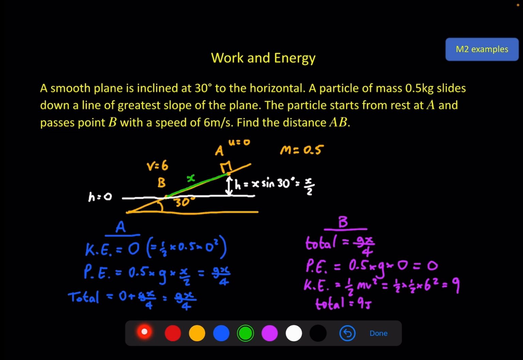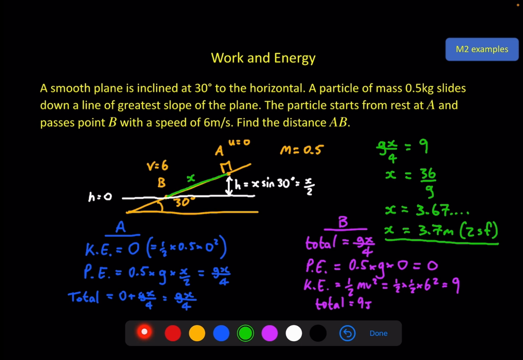So putting those two together, we can say that gx over 4, the total energy in the system, must equal 9. That gives me x equals 36 over g. And now, if I want to, I can put 9.8 in for g and get a final numerical answer of 3.67, to two significant figures then, 3.7 meters as the distance AB.